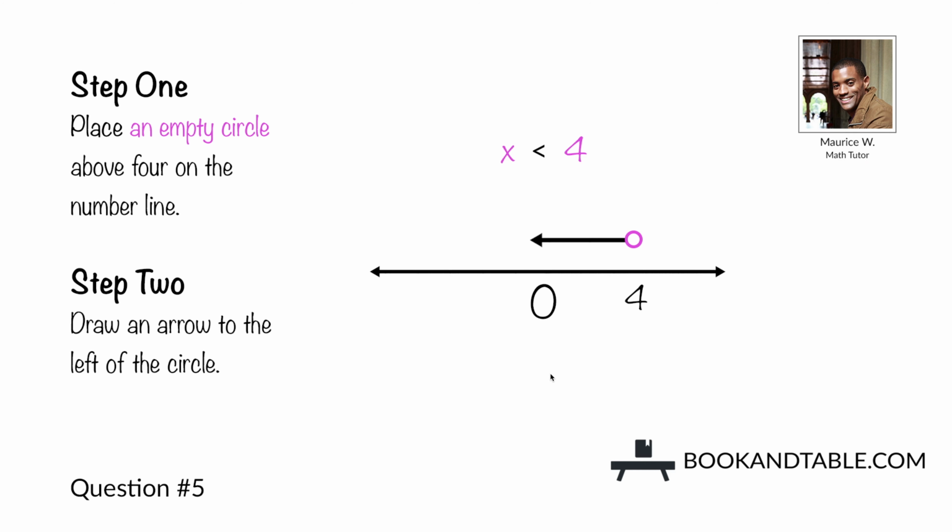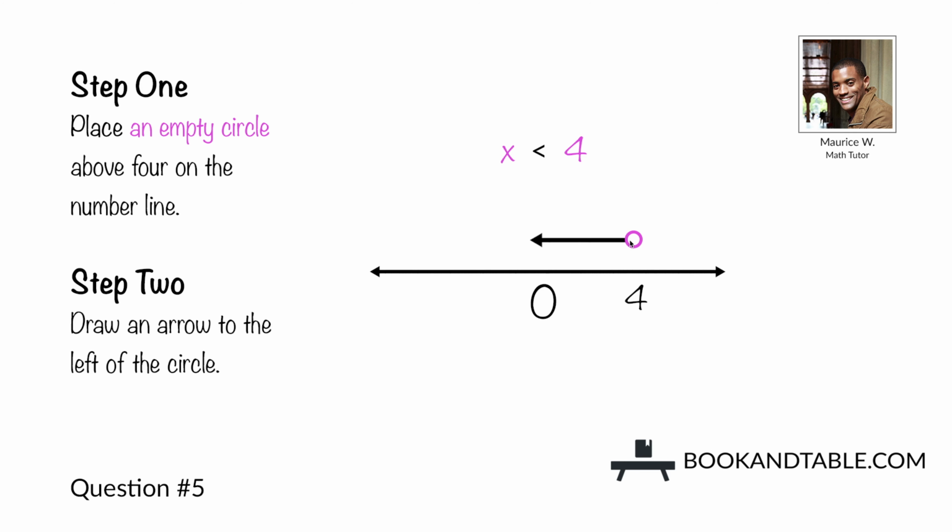So step 1, place an empty circle above 4 on the number line. The reason, we know the values that we're representing are less than 4 but not equal to 4. So since it's not equal to 4, it has to be an empty circle. So that's the first step.